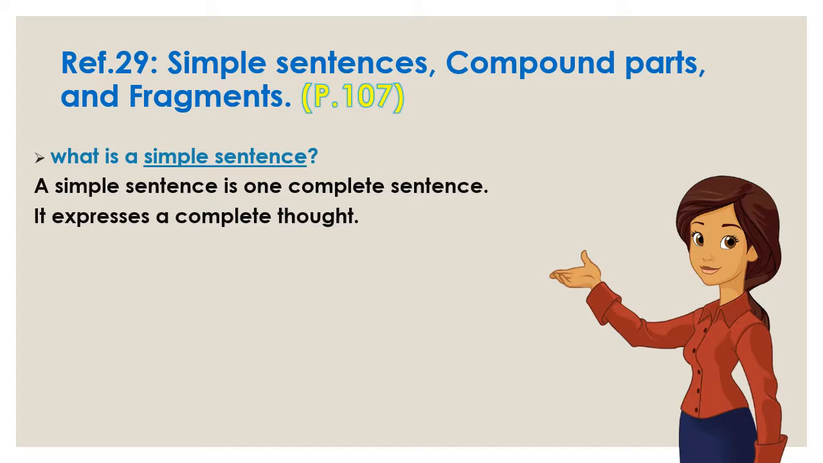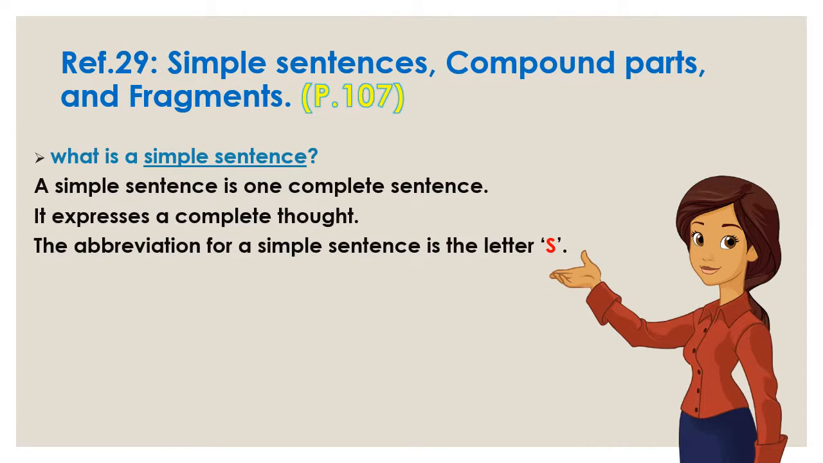Now, a complete sentence, we call it a simple sentence, okay? And what does it do? It expresses a complete thought. So, because it is a complete sentence, of course, it's going to express a complete thought. It will give you a whole complete thought. You will understand the whole sentence. That's what it means by a complete thought. It means you're going to understand this whole simple sentence.